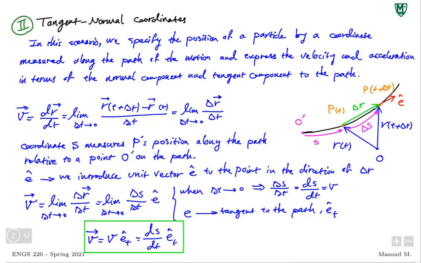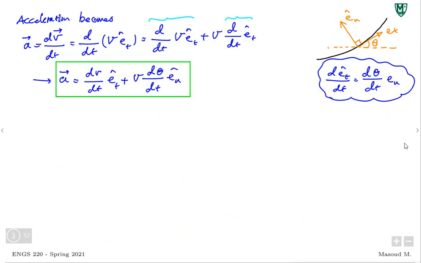In this coordinate system, we found velocity, followed the definition for velocity, and we said velocity is v et, whatever the magnitude, multiplied by the tangent unit vector, et. So the velocity is always tangent to the path, whatever the path is. And we said the magnitude of velocity is nothing but ds dt. So ds dt et. We defined also acceleration, just basically taking the derivative with respect to time from velocity.